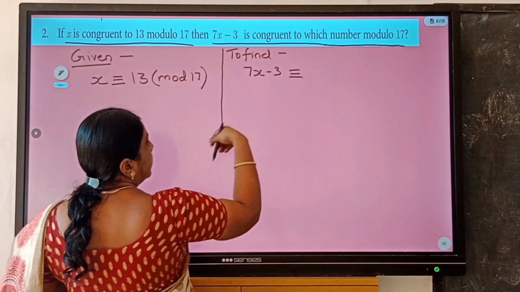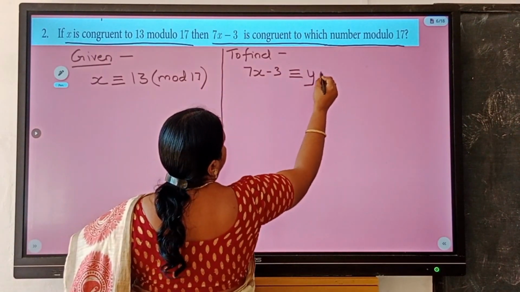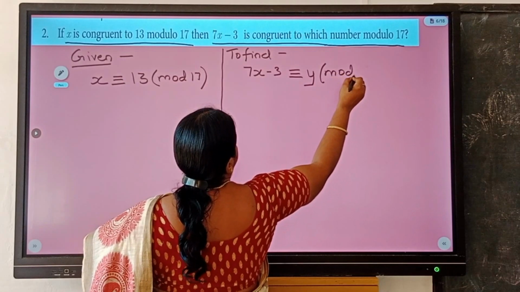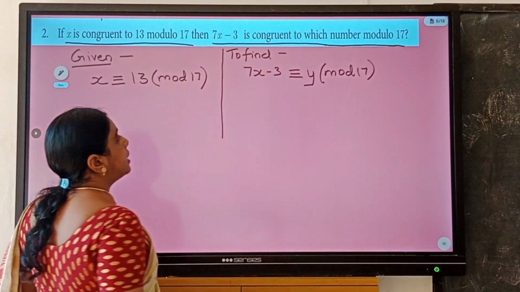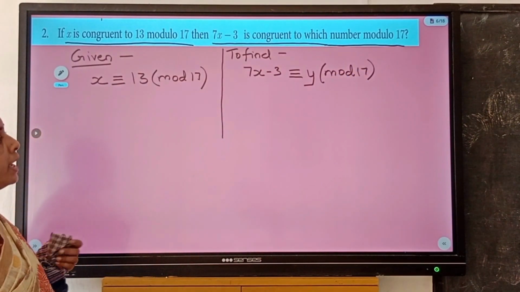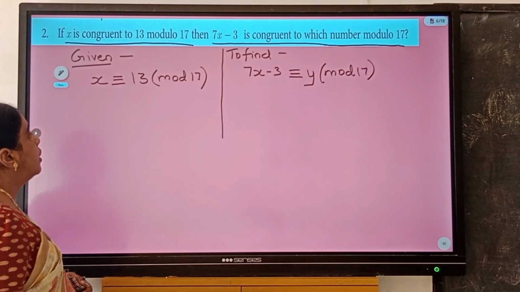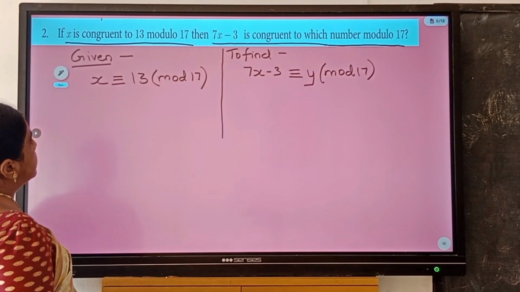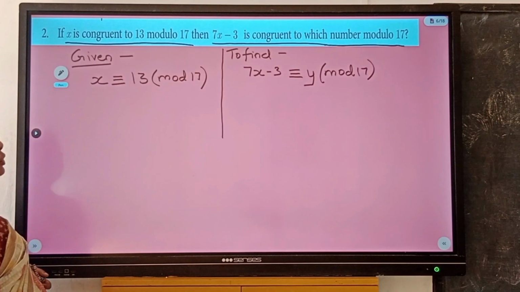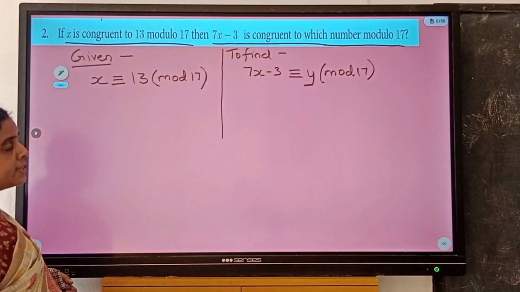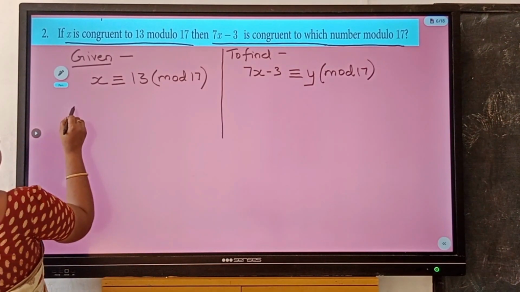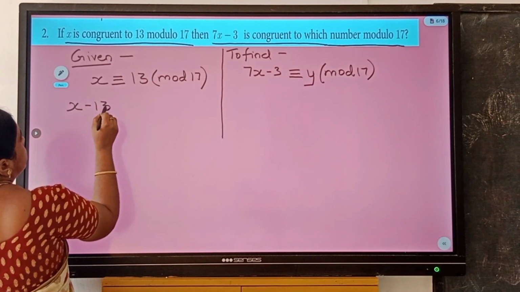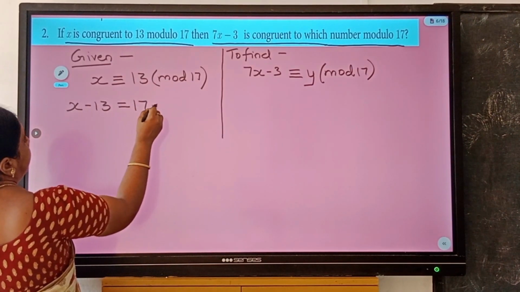Already we have taken x. So we write y modulo 17. So what is the number y? So we have to find the value of y. Now let's see the given statement. X is congruent to 13 modulo 17. So which means that x minus 13 is some multiple of 17.